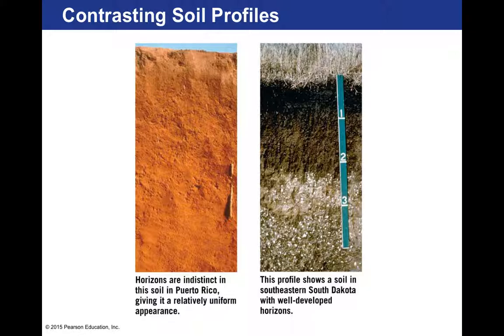All right, so this is just a picture contrasting different types of soil profiles for different regions. The one on the left is in Puerto Rico, which has a very different climate than the one on the right, which is a picture from South Dakota. So you could basically see all of the levels. You have your organic level, your A level, your leaching level, and then your C level here.